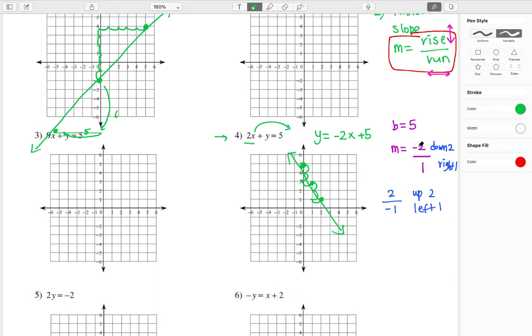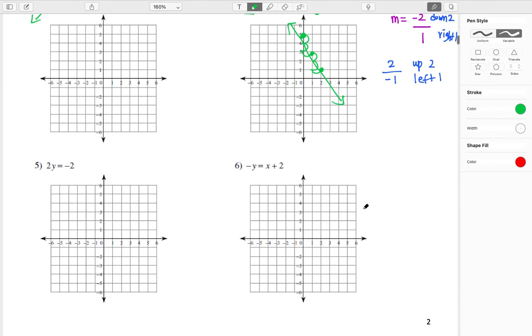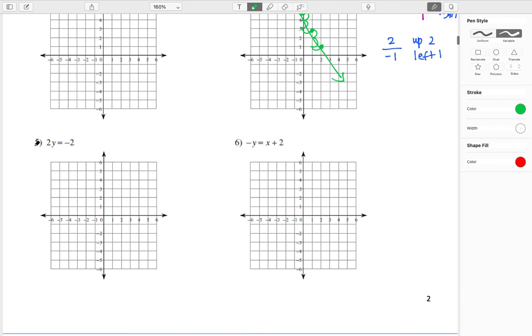As you can see, the negative slope means it's going down. As I read the graph left to right, the graph is going down. Okay, so I will need to see 3 points. Next, let's try number 5.